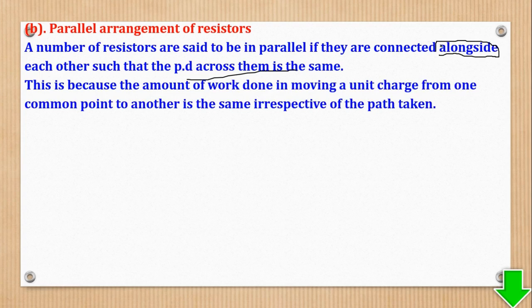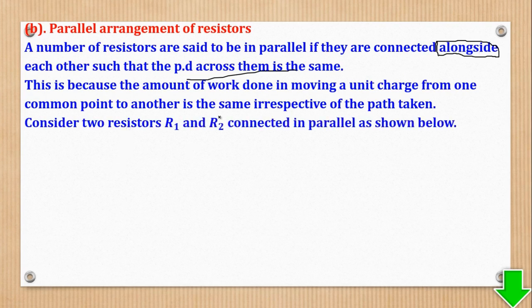And also in series, the resistors were connected in line with each other, but here it is alongside each other. So to draw a circuit diagram, we shall consider two resistors R1 and R2 connected in parallel. Then we can now draw our circuit diagram.